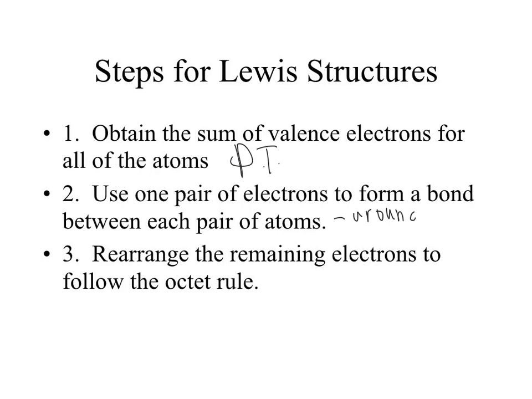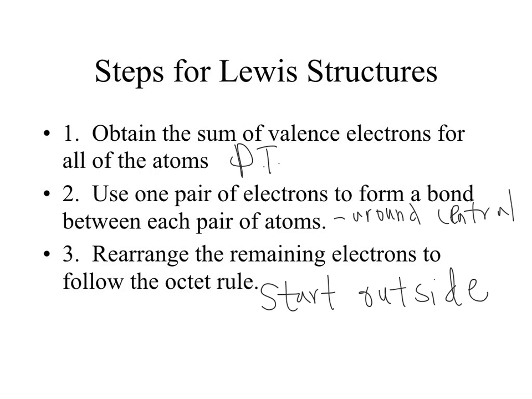So this is all going to be around the central atom. And the central atom is our element or atom that has the fewest number. So in H2O, it's going to be the oxygen. Then we're going to rearrange the electrons to follow the octet rule, and we're going to start at the outside. So we're going to look at our outside elements before we go in and deal with our central atom.